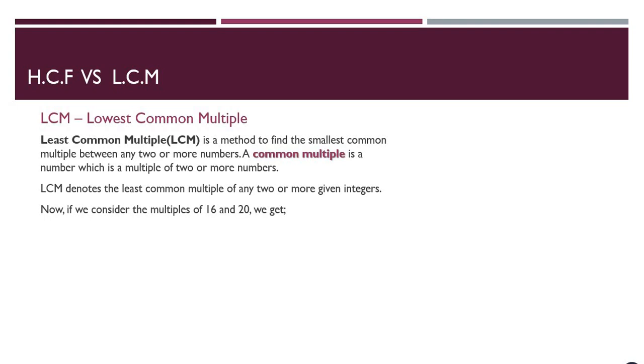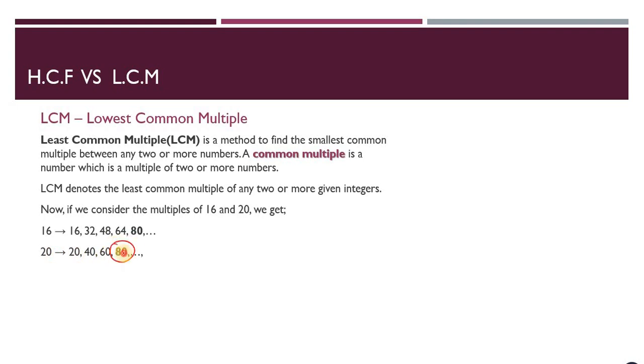Now, if we consider the multiples of 16 and 20, we get these multiples. Remember, every number is a multiple of itself, and 16 is the first multiple of 16, which is 1 times 16. 2 times 16 is 32, 3 times 16 is 48, 4 times 16 is 64, etc. And if we look at 20, 1 times 20 is 20, 2 times 20 is 40, 3 times 20 is 60, 4 times 20 is 80.